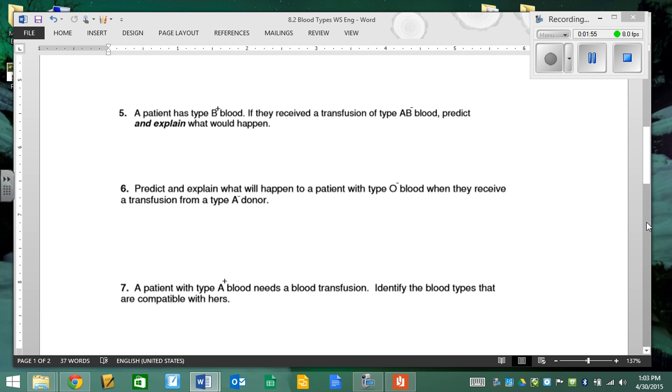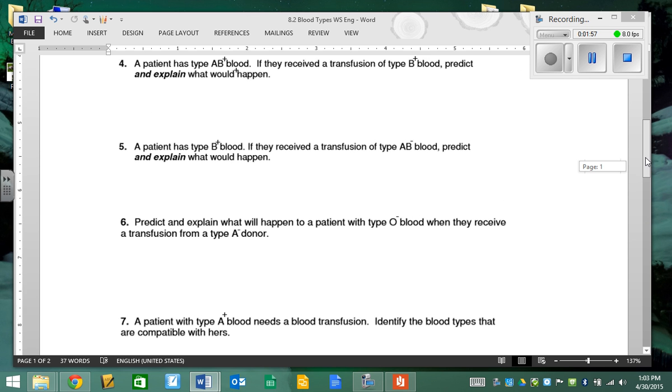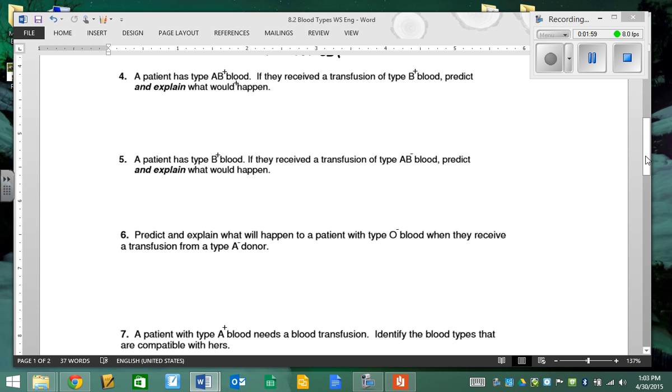So then the next few questions are all, what would happen if? So in number 4, the patient has AB positive blood and they are receiving B positive blood. What is going to happen? So let's start with, is this okay? Is this match going to work? Yes, no. Yes. So, this will be a match. Why will it be a match?